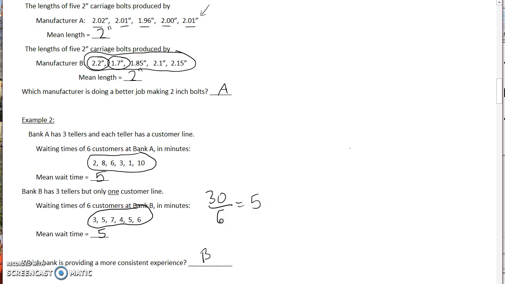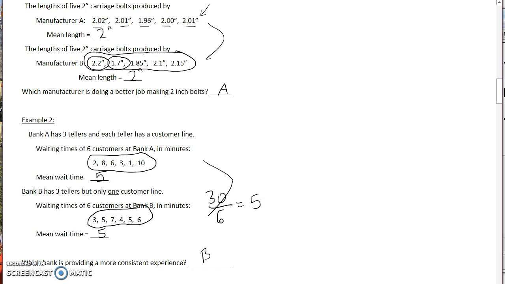So what you're seeing in this example, up here with the bolts and then down here with the mean waiting time, is even though these data sets have a very different spread, their means are the same, right? So this is another example, just like in the previous video, where mean isn't working for us, right? Let's take a look. Which data is more spread out?